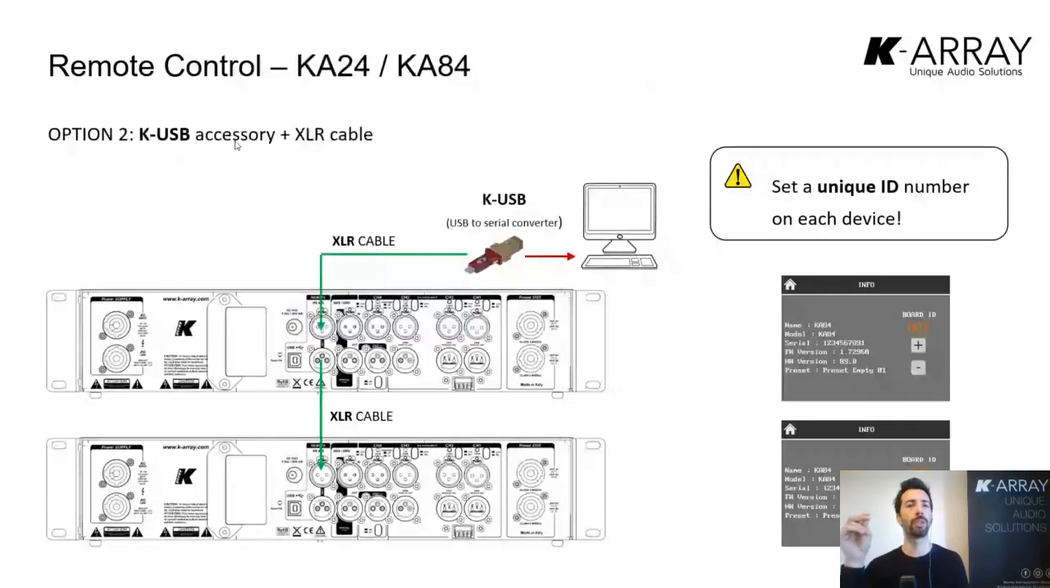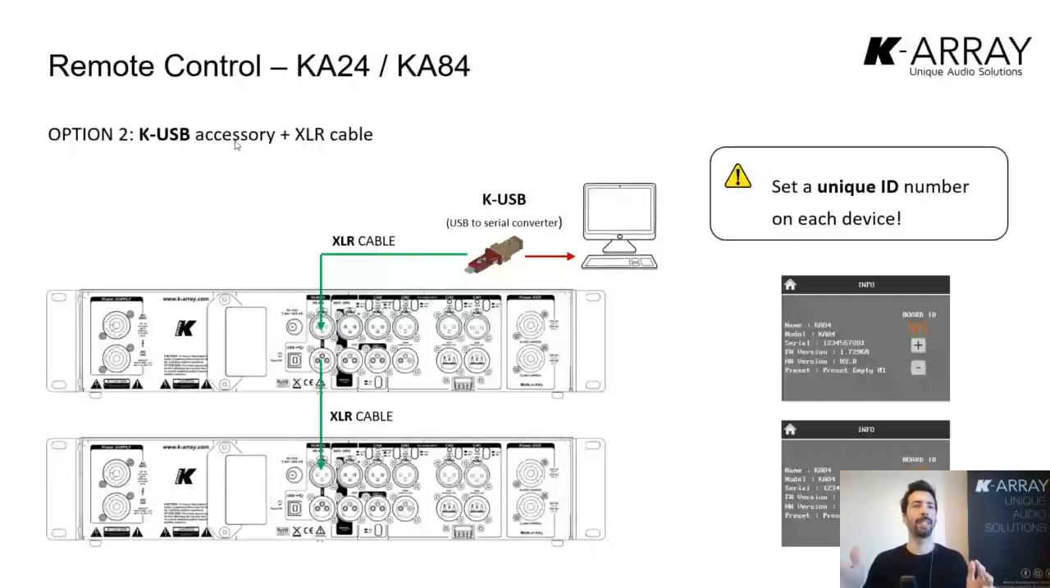And it's using XLR cables. So you connect your computer to the rack with XLR cable. Now, how do you put an XLR cable on your computer? That's impossible, right? You need an adapter, and this adapter is available in our catalog, it's an accessory, and it's called the KUSB. Okay? The KUSB is a USB to serial converter.